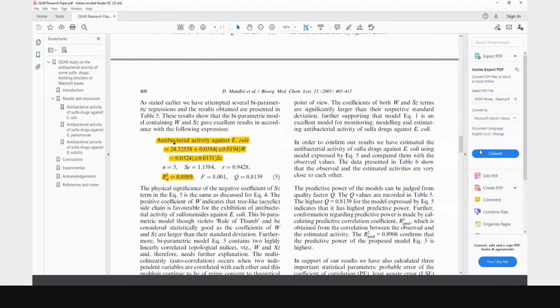Just understand this particular equation: the antibacterial activity against E. coli is given by this equation. You consider the activity value Y equal to some constant A0 plus another constant A1 times the Wiener index, which was your molecular descriptor, minus again some constant times SZ, which is another molecular descriptor. So this model has been developed using the activity values and molecular descriptors.